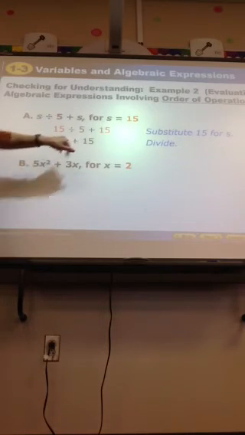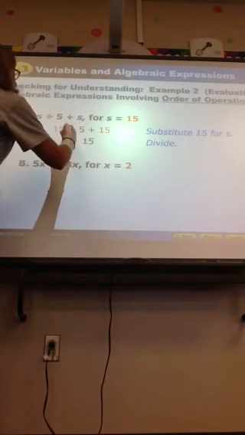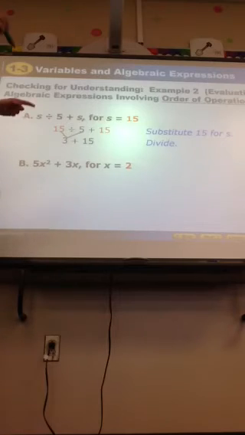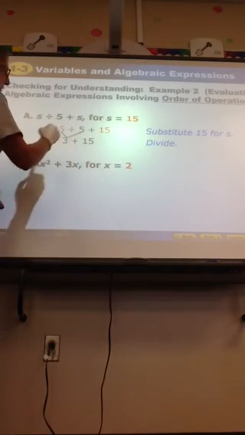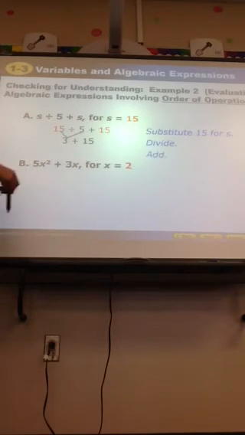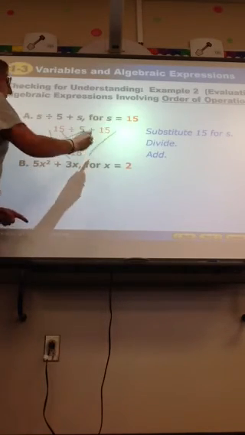So we do that, and I highly recommend you use your little lines there to know what you're doing first, and then bring down the plus 15, and then go ahead and do 3 plus 15 is 18. We're working down like a funnel again.